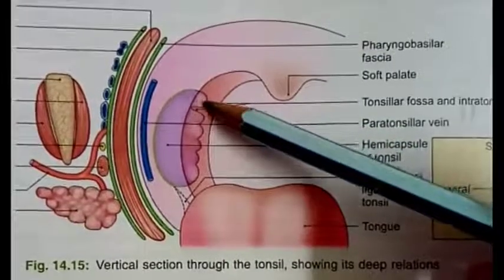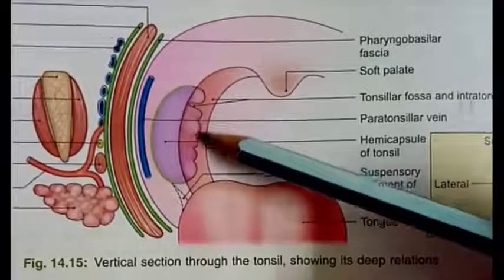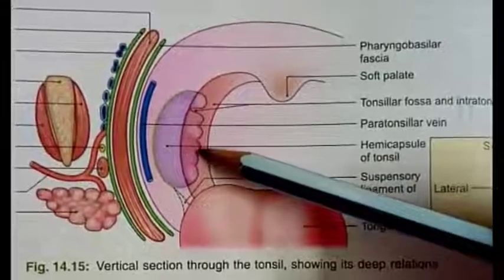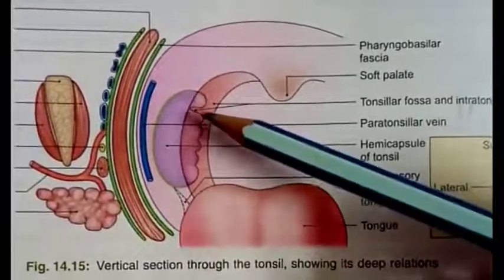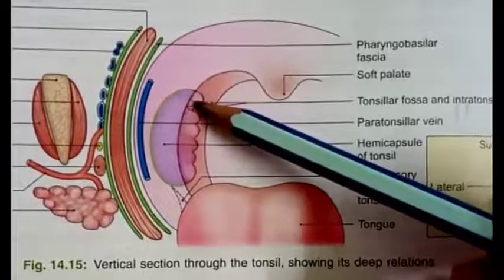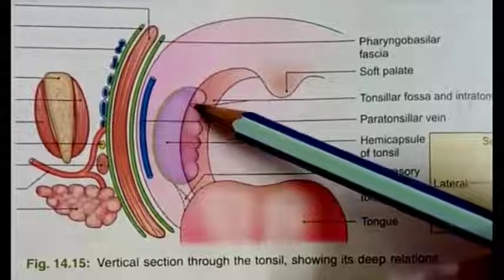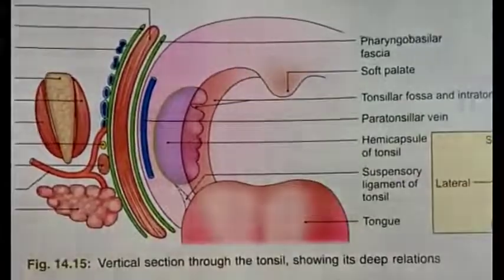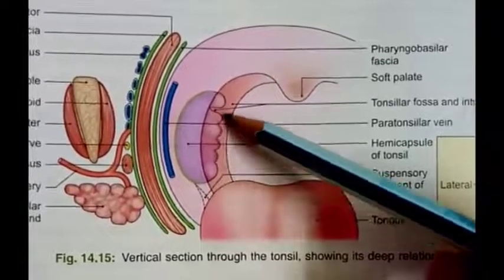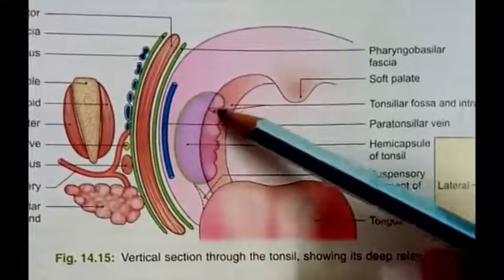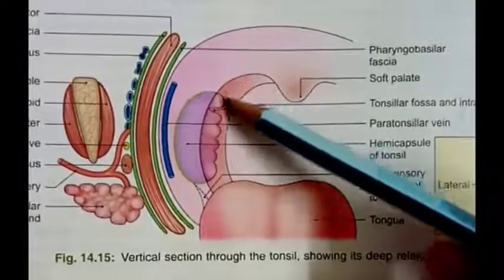Medial surface has 12 to 15 crypts. Crypt means a small tubular gland, pit or recess. The largest of these crypts is known as intratonsillar cleft. Medial surface is covered by stratified squamous type of epithelium, and the epithelium of the tonsil is continuous with the epithelium of the buccal cavity.